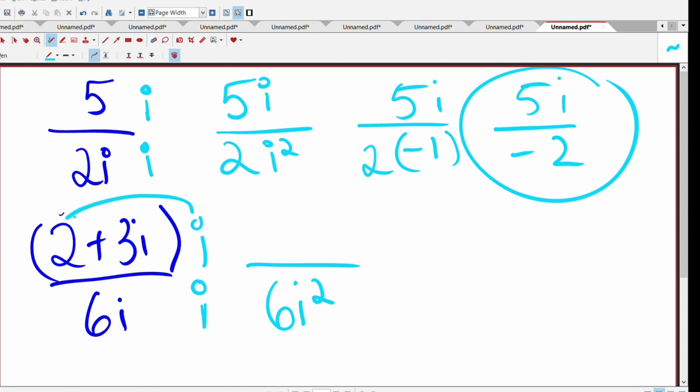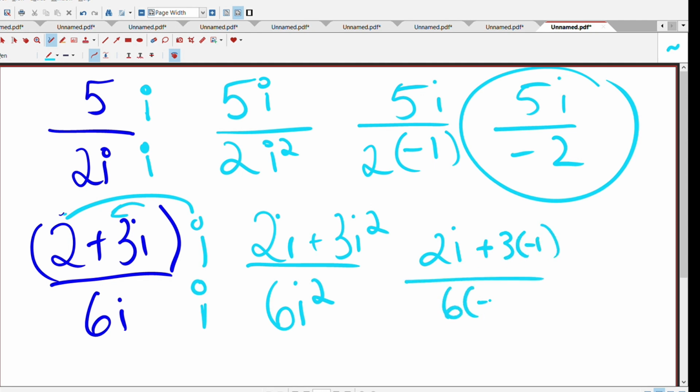And here we have to remember to distribute. 2 times i is 2i, and 3i times i is 3i squared. And then I know i squared is negative 1. So I'm going to rewrite this as 2i plus 3 times negative 1 over 6 times negative 1. So it's 2i minus 3 over negative 6. And I would leave it like that.